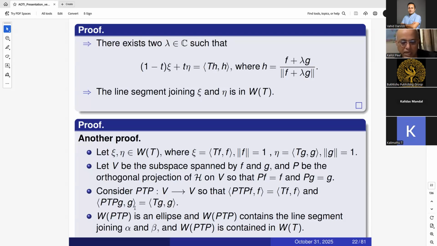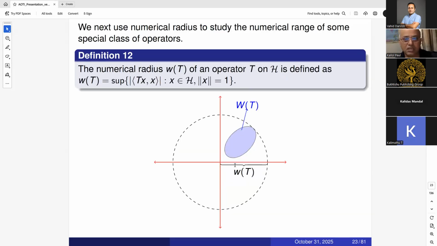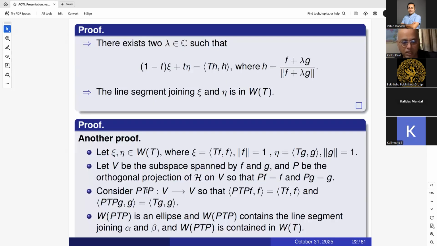So it contains the line segment joining alpha and beta, which should be xi and eta, I believe; it's a typo. So this W of PTP is actually contained in Wt. This means that the line segment containing xi and eta is also in Wt. So then again, it gives the proof of the convexity.